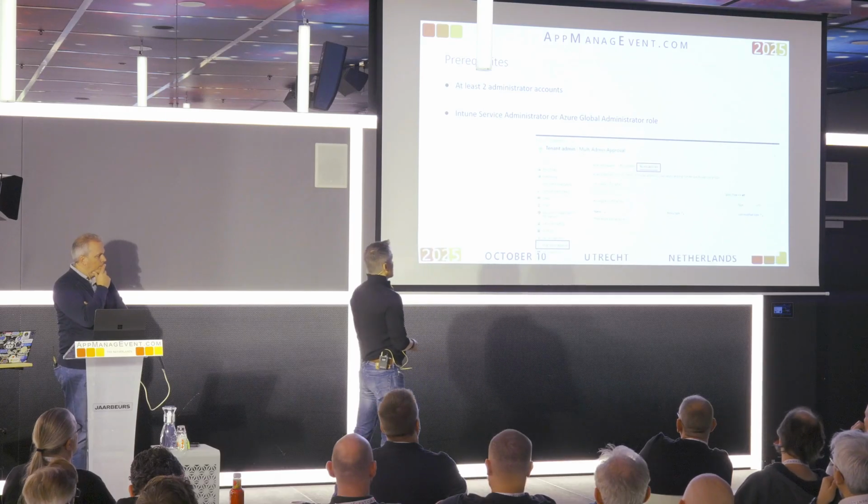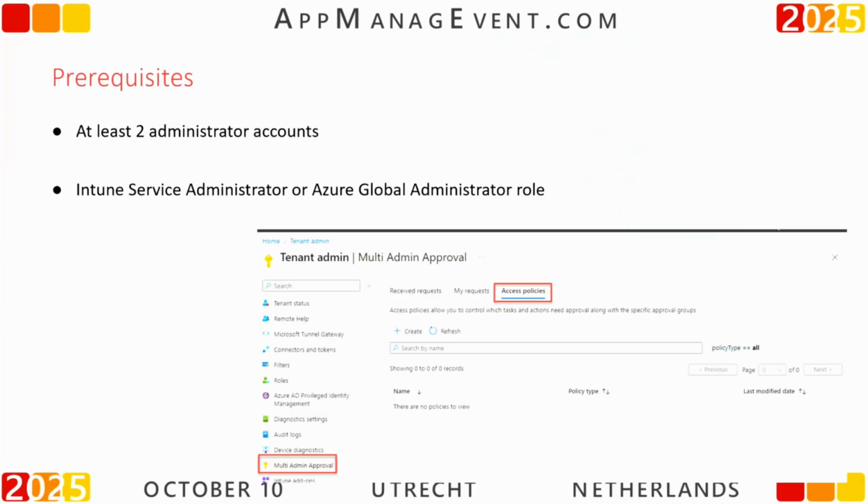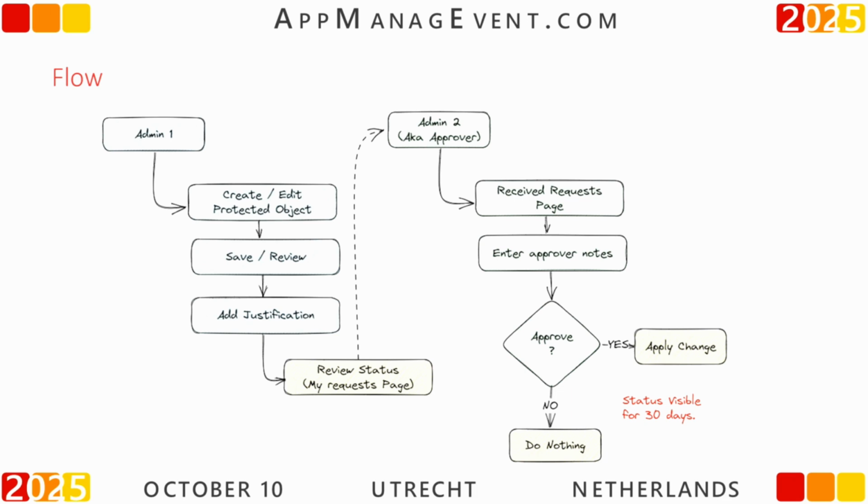So yeah, what does it look like? I think we have a small demo recording afterwards. So if you go to your Intune admin portal, you go to the tenant administration, you will see in the lower left the multi-admin approval. And the first step, as I mentioned, is to create an access policy. So that's where you define which workloads that you want to adhere to the multi-admin approval. And then this is how the flow goes.